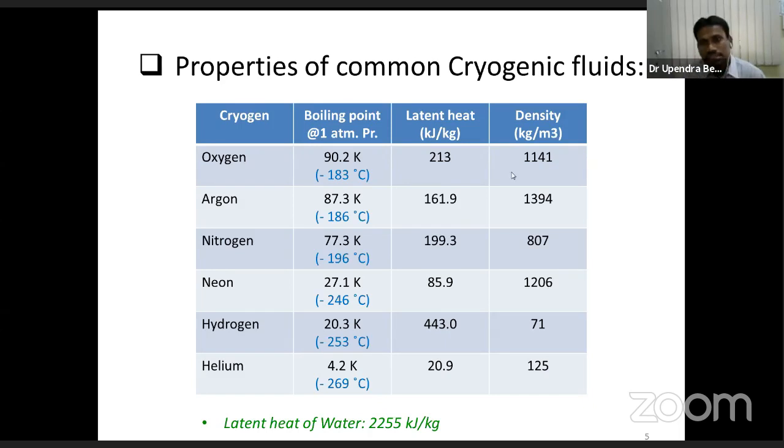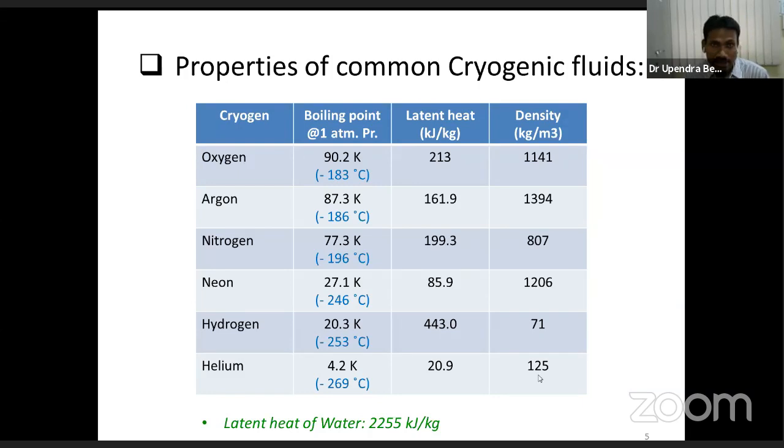And the density of these cryogenic fluids also, you see, varies over a wide range. Oxygen is slightly denser than water. Water has a density of 1,000 kg per cubic meter, whereas oxygen is 1,141 kg per cubic meter. Argon is 1,394 kg per cubic meter. Nitrogen is 807 kg per cubic meter. Neon is 1,206. Hydrogen is 71, and helium is 105 kg per cubic meter. So what you can see here, the latent heat of vaporization is very low, and for density there is a lot of variation. Hydrogen, you can see, is almost 14 times lighter than water. Helium is almost 1/8 of water.